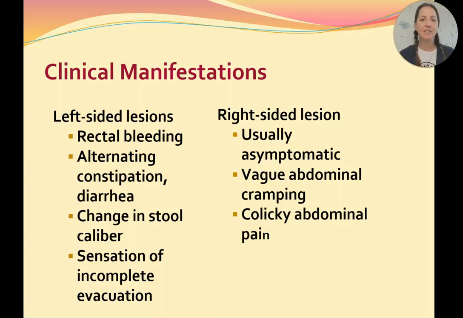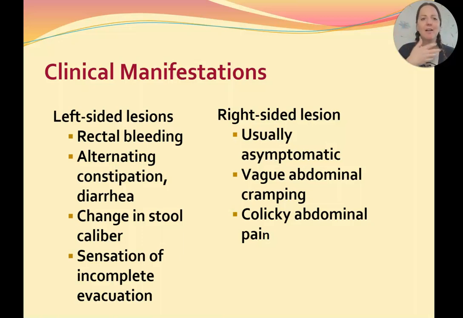Clinical manifestations of colon cancer. So the left-sided lesions, remember this is the descending tube of the colon. Rectal bleeding, so you might actually see blood in the poop or when they wipe. They might have both constipation and then diarrhea. It could be one or both. And then change in stool caliber, meaning the size of the stool? Especially if it has to squeak by a tumor, it might get pushed down into a smaller sized poop.